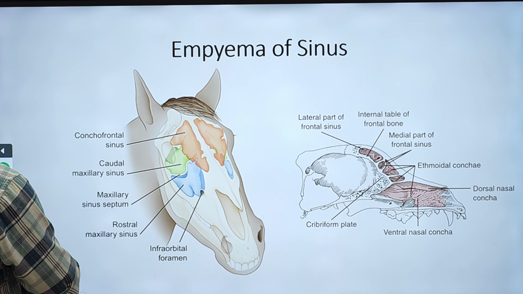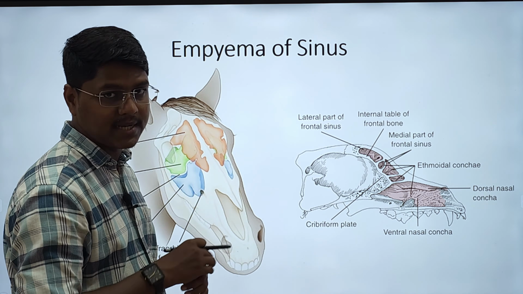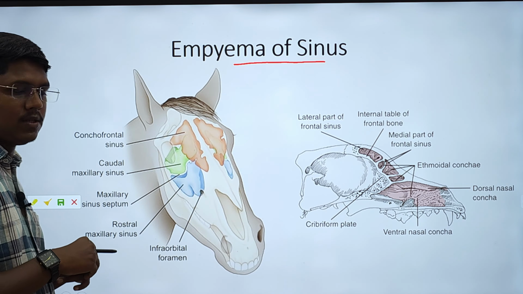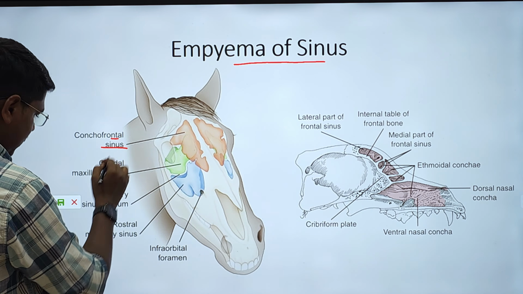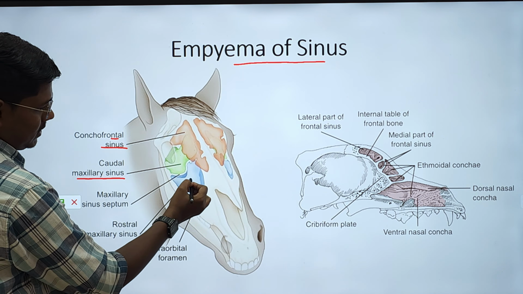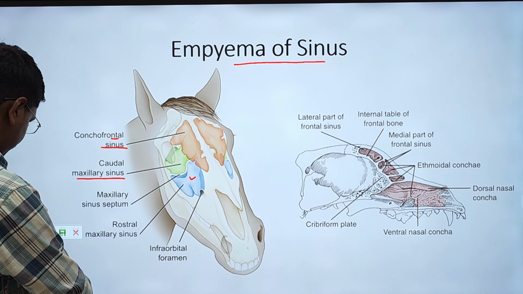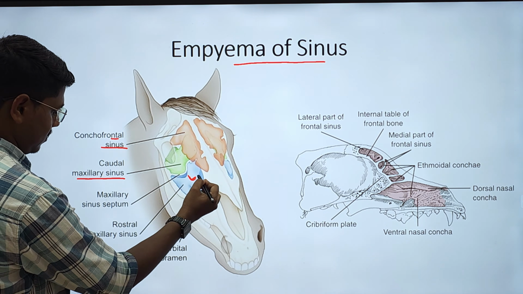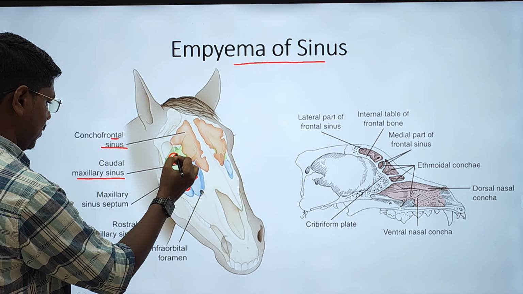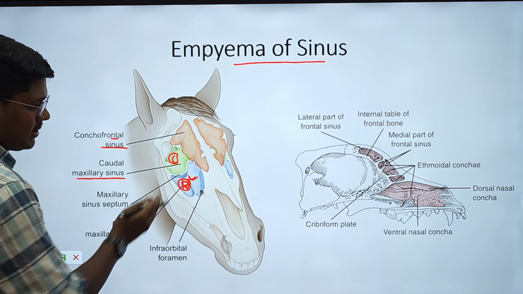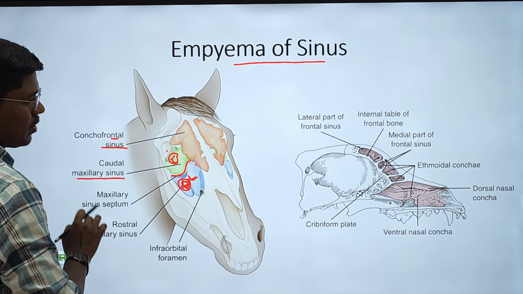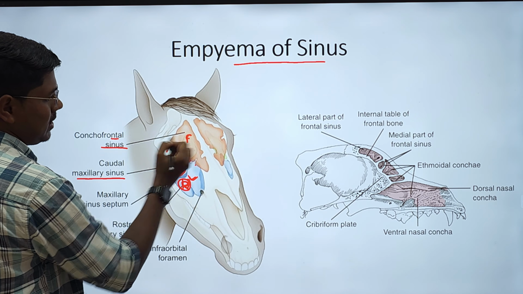Next disease is empyema of sinus. I told you the frontal sinus is very important. Empyema of sinus you will mostly find in equines. They have the frontal sinus as well as the maxillary sinuses. This is the ventral, or rostral, one, and this one is the caudal one. There is a septum which divides the maxillary sinus into rostral and caudal parts. This is the frontal sinus.